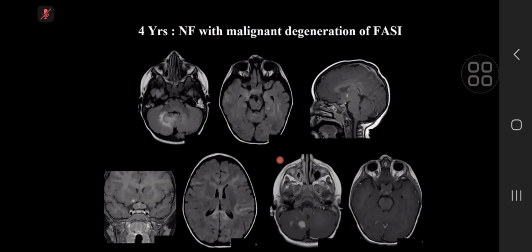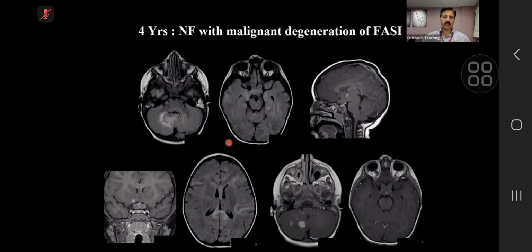We have axial. Because of the time factor, let me tell you the sequences: FLAIR, FLAIR, T1, T1, and this is post-contrast T1. Just concentrate here and here. What do you think is happening?